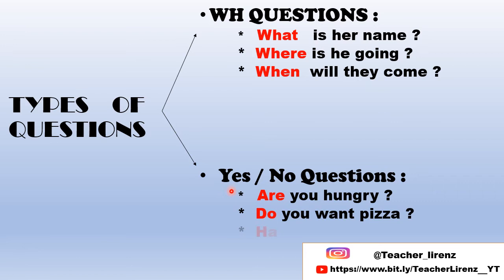And the type 2, yes or no questions. For example, are you hungry? Do you want pizza? Have you been to Bali? So these are 2 types. Jadi kalau kita bertanya biasanya ada dua tipe yang menggunakan double questions kayak what, when, where, how, why, and so on dan lain-lain. And yes or no questions kayak the are, do, have, and so on.